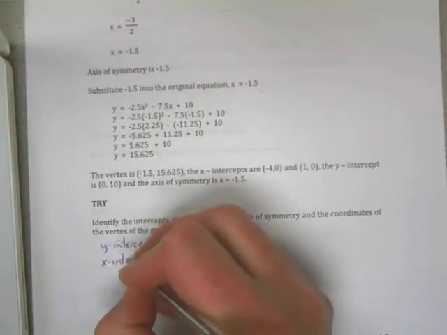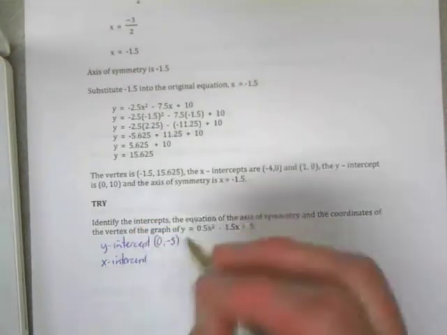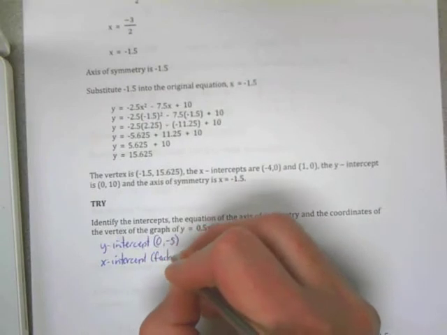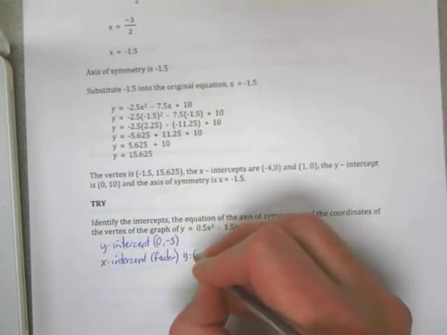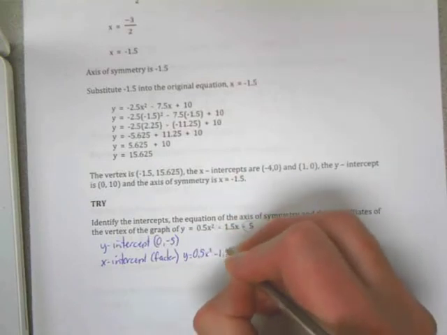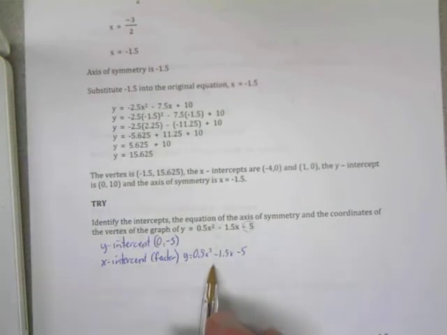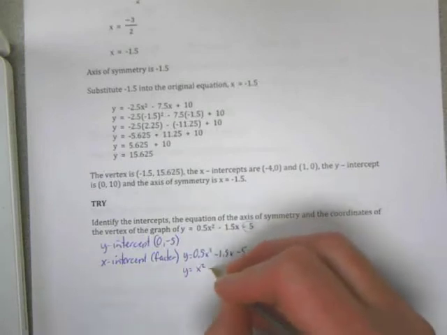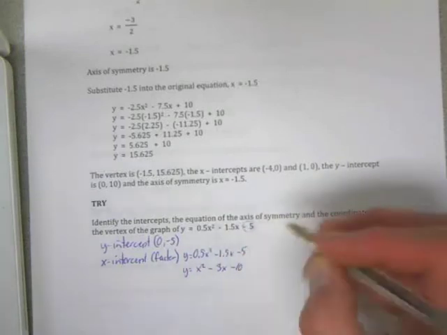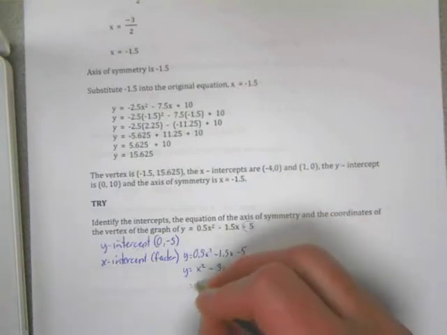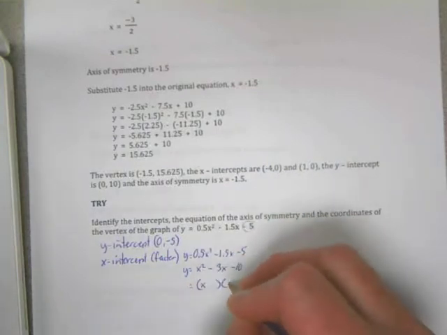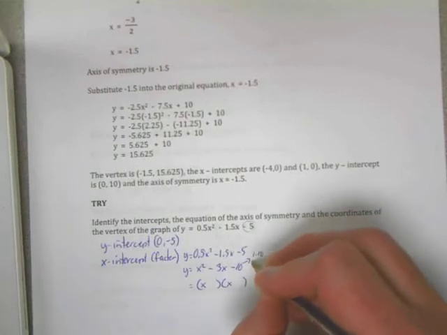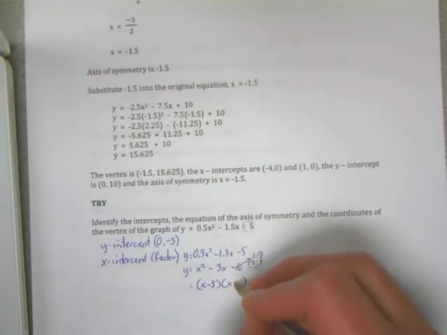X-intercept, we can't do that. So what we have to do is factor it. So I've got y is equal to 0.5x squared minus 1.5x minus 5. I do not want to play with decimal numbers, so I'm going to divide everything by 0.5. I get x squared, here I get minus 3x, and here I get minus 10. Okay, x squared, so I'm going to split it up. The numbers for 10 are 1 times 10, 2 times 5. Can they equal 3? Yeah, that's 5 and 2, so it's going to be negative 5 plus 2.